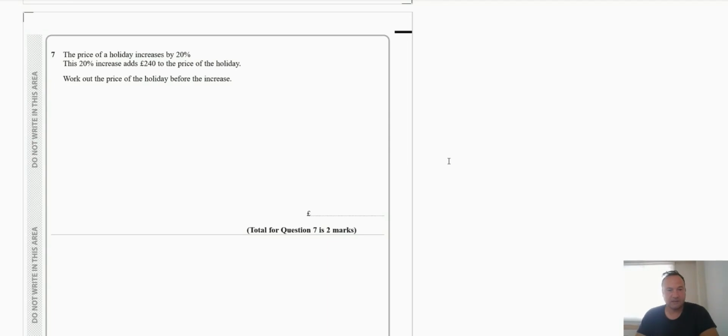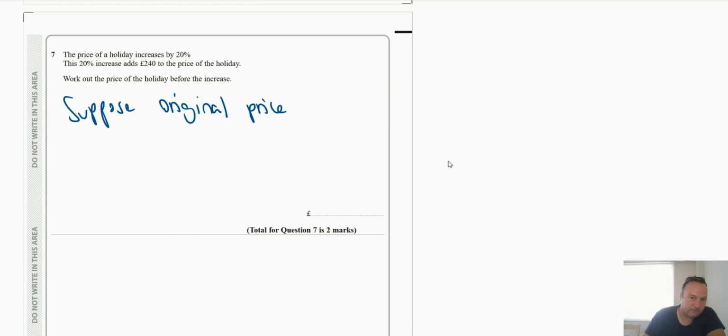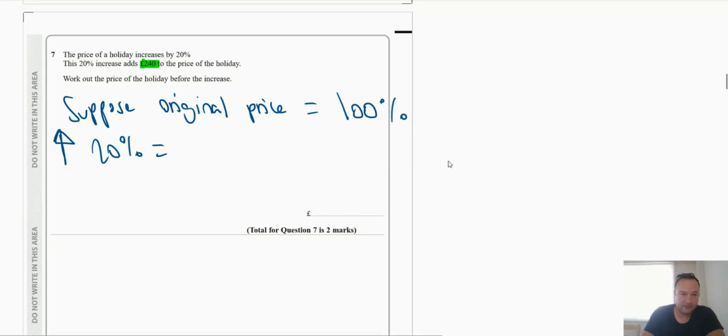Okay, so for this, guys, what we need to do, we need to sort of try and work backwards, don't we? Now, this is how I normally do this. Let's suppose the original price of a holiday is actually represented as 100%. Okay. Now, we've just been told that a 20% increase adds £240 to the price of a holiday. Okay. So what we can do here, we can say that basically means, guys, 20% represents £240.